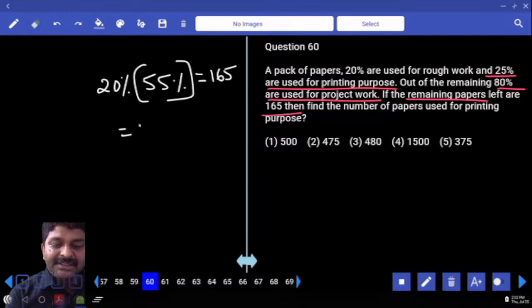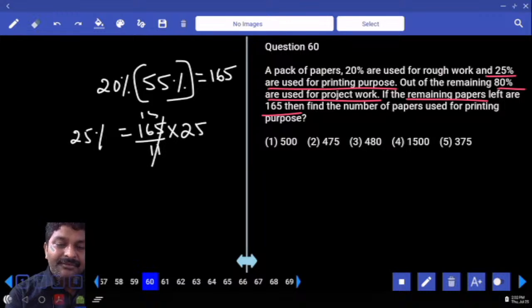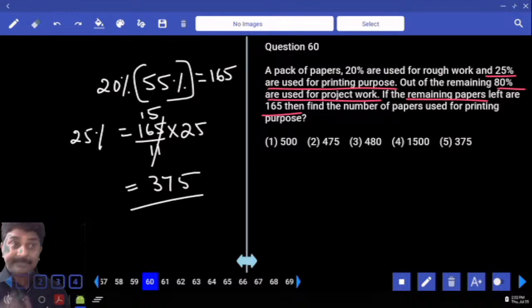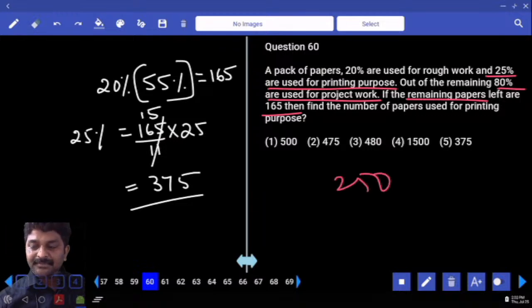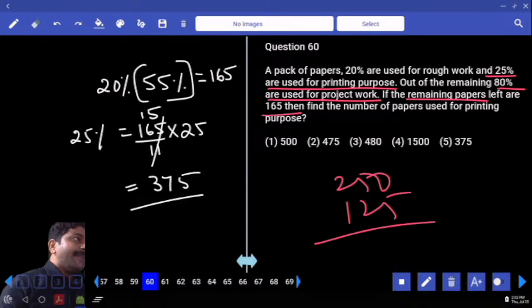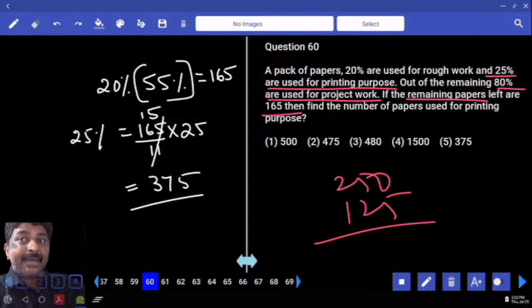If 11% is 165, 1% is 165 divided by 11 only. And now we need 25%. So 15 into 25, 15 times 25, is 375. Otherwise, use the A plus B into A minus B format. 15 can be written as 20 minus 5, and 25 can be written as 20 plus 5. 20 square minus 5 square, 400 minus 25.